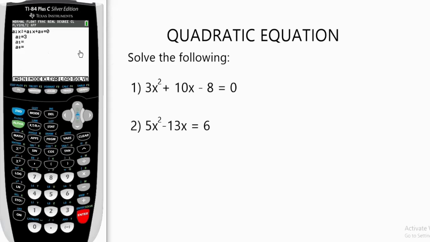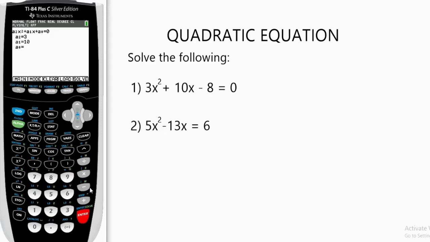The a1 is replaced as b, so the coefficient of 10x here is 10, which is the value of b, being replaced as a1 here. So press 10, then press enter. Then the constant is -8, which is being replaced as a0 here. So just press -8. Press this negative sign, guys.